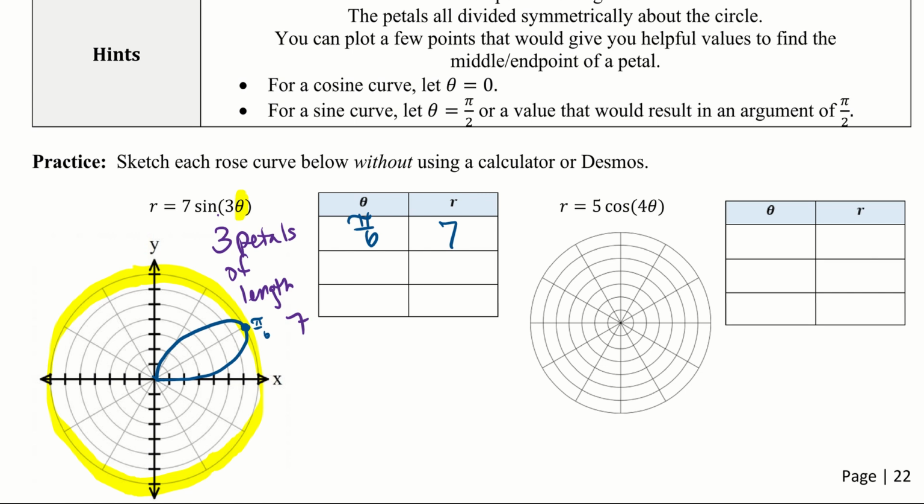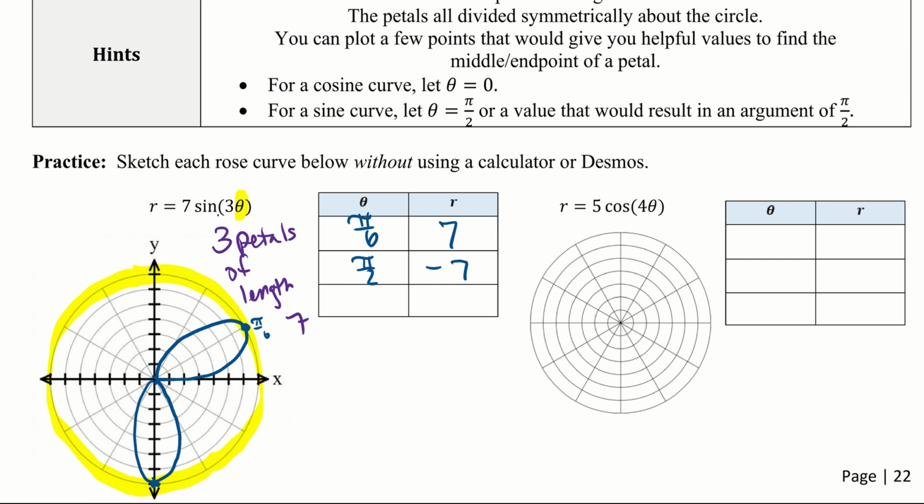Well, I want to get more multiples of pi over 2. I don't mind having 3 pi over 2, etc. But I want some more multiples of pi over 2 because those tend to give me where sine has a value of 1 or negative 1. So maybe I'll plug in pi over 2. If I plug in pi over 2, I'd get 3 pi over 2. The sine of 3 pi over 2 is negative 1, times 7 is negative 7. So in the direction of pi over 2, I'm going to go backwards 7 units. So I should have a petal here.